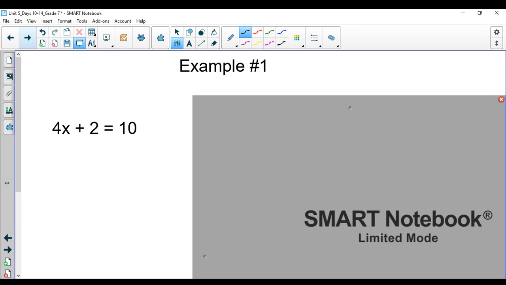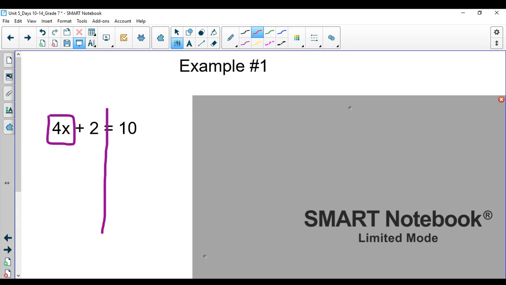So the first example says 4x plus 2 is the same as 10. This is as basic as it can get, so we'll walk through this together. The first step that makes this a little easier is I'm going to split this problem down the middle with the equal sign. Now my goal is to get my variable by itself, with 4x plus 2 equals 10.